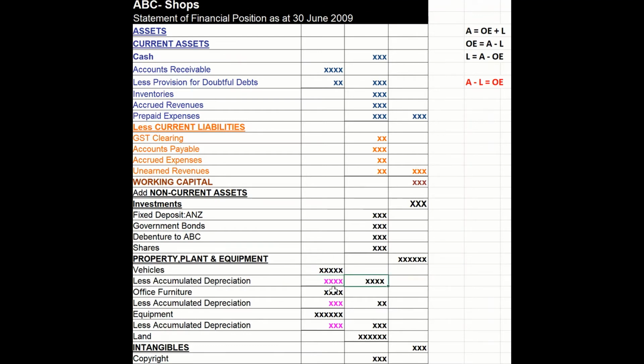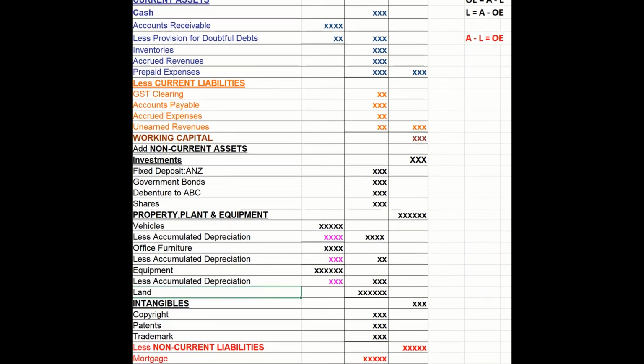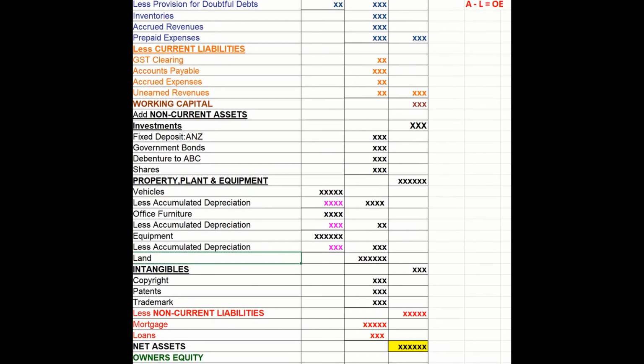As you can see, I've drawn a line again, calculation took place. The same with office furniture, the same with equipment. You then subtract the accumulated depreciation, and a business could also have land or buildings under property and plant. So now if we just move up, we come to another form of non-current assets.